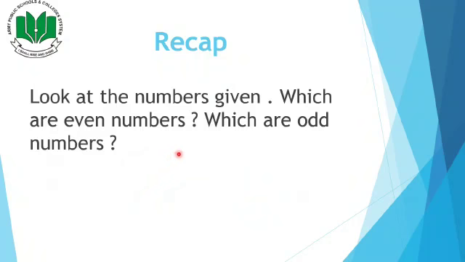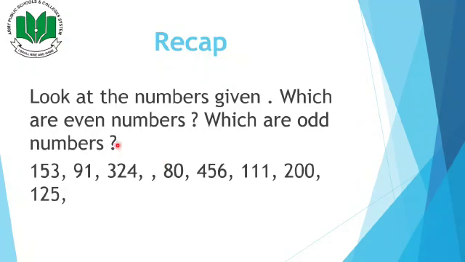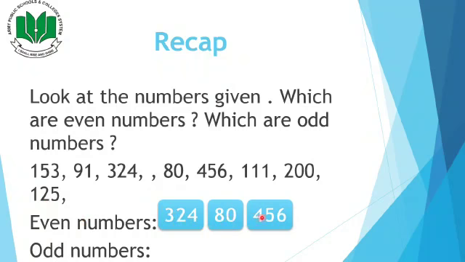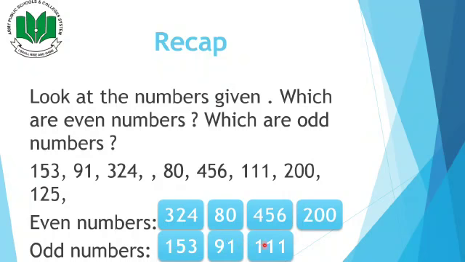Look at the numbers given. Which are even numbers and which are odd numbers? 153, 91, 324, 80, 456, 111, 200, 125. So, the even numbers are 324, 80, 456, 200. And odd numbers are 153, 91, 111 and 125.